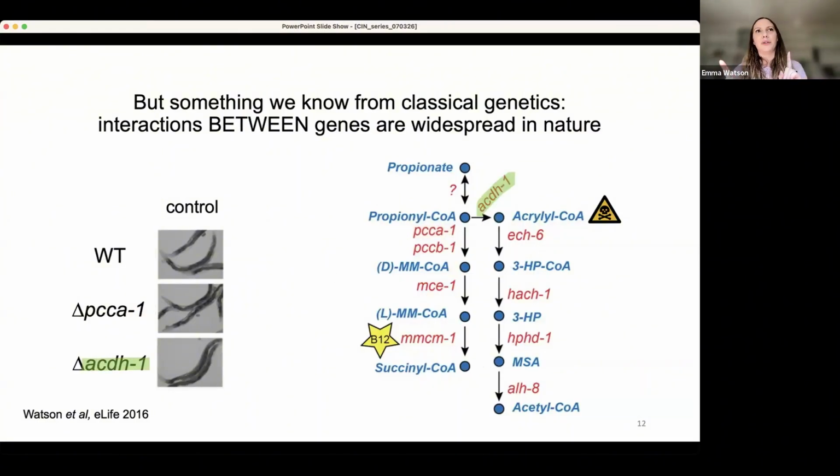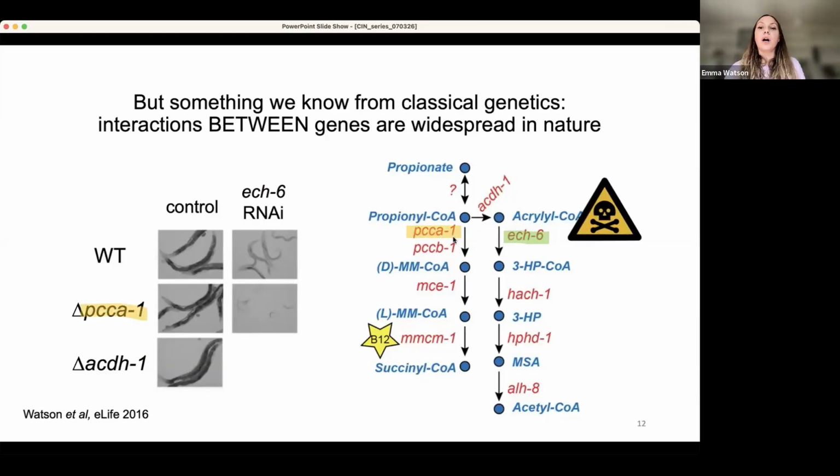Now, what happens when you start to mutate or knock out multiple genes across these two pathways? So for instance, when we knock down ECH6, this metabolizes a toxic metabolite called acrylyl-CoA. So when you knock it down, this builds up a little bit. You get a little bit of a sick phenotype, but mostly the worms are okay. They still survive. When you knock out PCCA1 in the ECH6 knockdown background, you see that now they don't have this pathway. They have to go through the alternative pathway. They make a lot of acrylyl-CoA. It can go nowhere. It builds up even more.